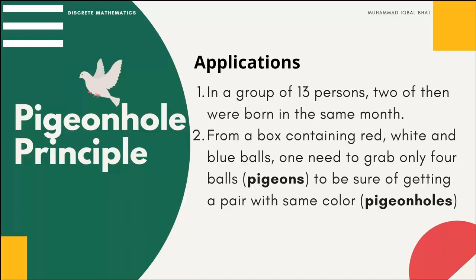Let us take another example. If you have n pairs of distinct shoes, different types of shoes, by choosing n plus 1 single shoes, you are certain to have a pair. If you look at the problem, we have n pairs, and when you take n plus 1 single shoes, at least 2 shoes are from the same pair.